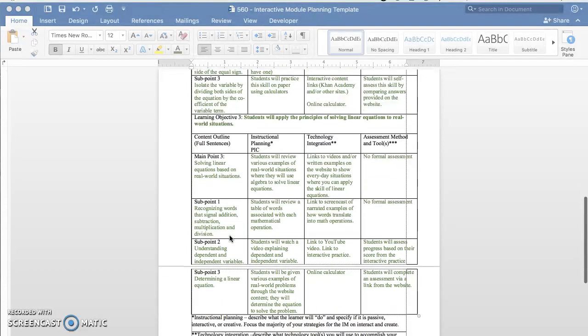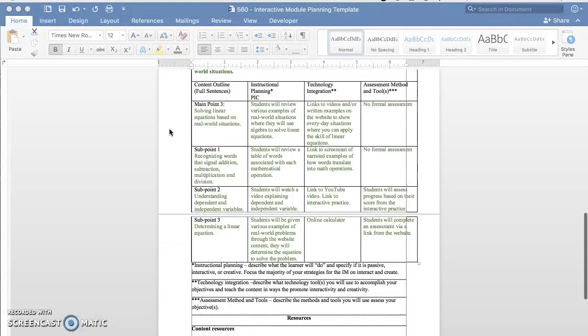The third learning objective will be when students apply the principles to solving linear equations in real-world situations. This is what I think is key to the whole lesson, because with adult learners, motivation for these skills is a little bit tricky, and it's very key, because they really want to know, why in the world do I need to know this? More so than students that are younger and still in school.